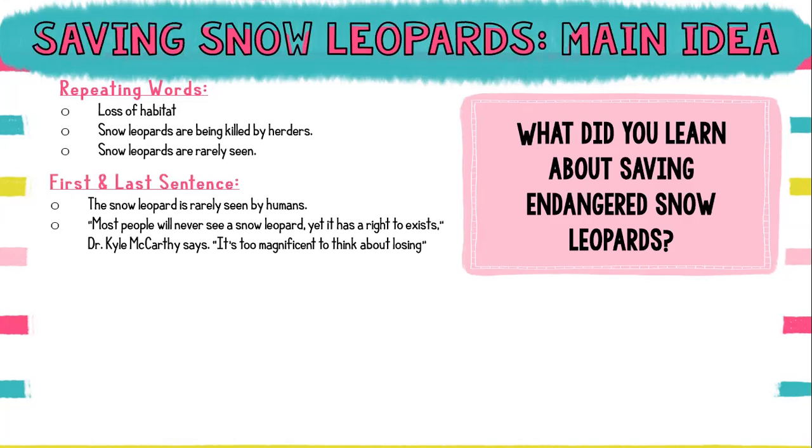Next, we're going to look at the first and last sentence. The snow leopard is rarely seen by humans. So again, that's one of our repeating things that we're noticing. Most people will never see a snow leopard, yet it has a right to exist. Dr. Kyle McCarthy says, it is too magnificent to think about losing.